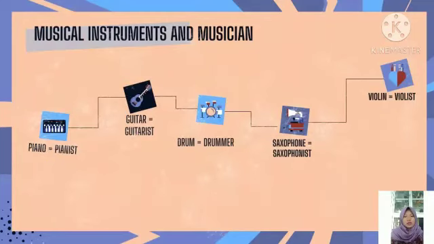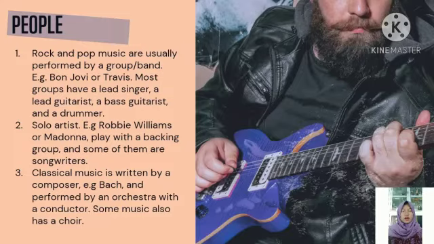Next is musical instruments and the musicians. Piano is played by a pianist, guitar is played by a guitarist, drum is played by a drummer, saxophone is played by a saxophonist, and violin is played by a violinist. Okay, people who perform the music.